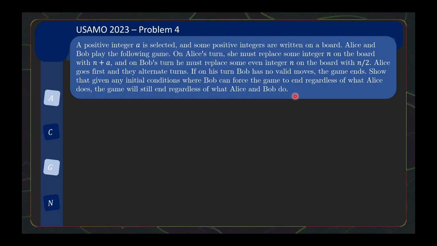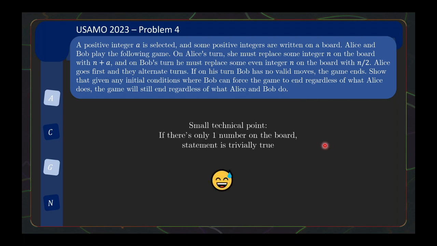The statement is a little bit confusing, but once you understand the statement, it is actually quite simple to motivate the solution. So before discussing the motivation to the solution, I just wanted to get a small technical point out of the way. If there's only one number written on the board, then the problem is basically done because Alice and Bob will not have any degree of freedom. They are always forced to pick that number on the board. So the statement is trivially true. Let us from now on only consider initial configurations where there are at least two numbers on the board.